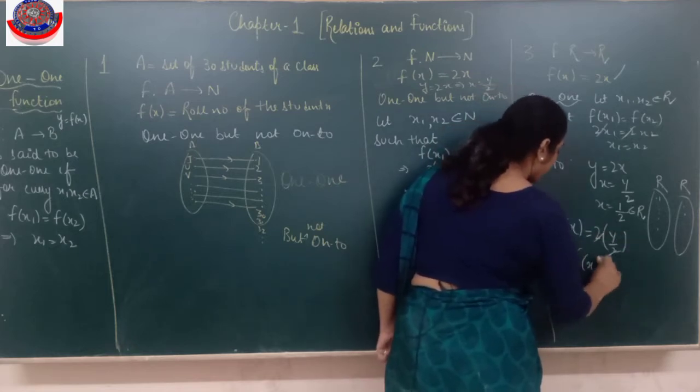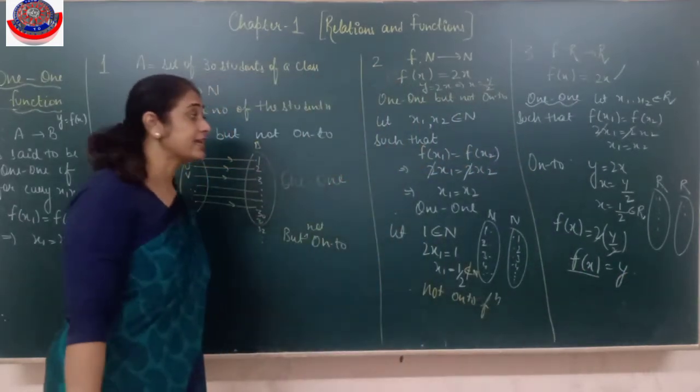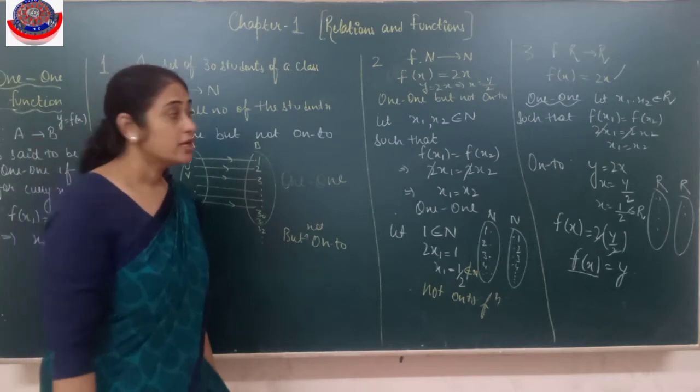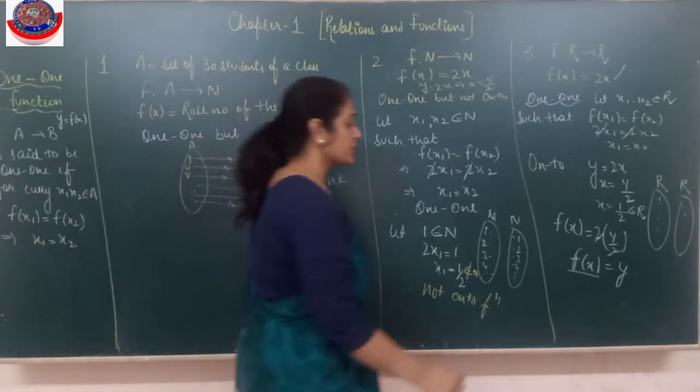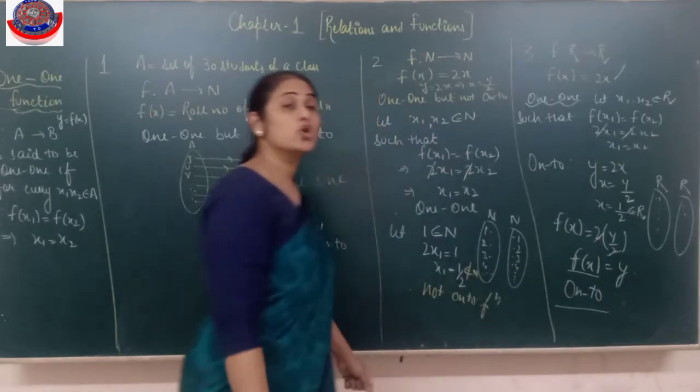f of x is equal to y. That means for every y there is one x available. So that means it is an onto function. This is an onto function.